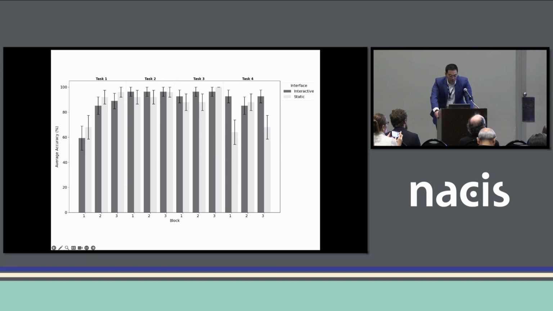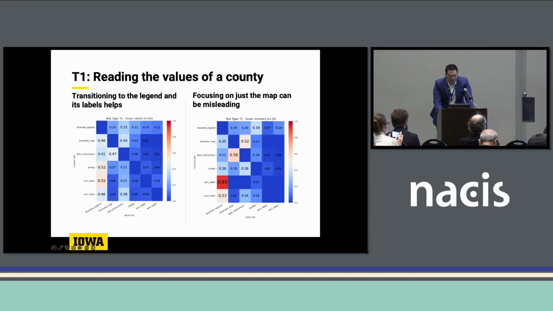We noted again poor accuracy in the first trial for the interactive group as well, with again, accuracy improvement in the following trials. So let's look at what participants were doing right or wrong. Correct responses were more likely to transition to the legend from other interface elements, while incorrect responders were more likely to transition between the map and the instructions. This is again the Bivariate group.